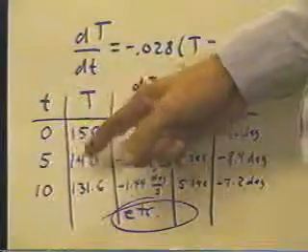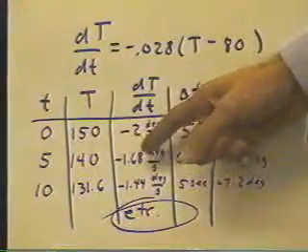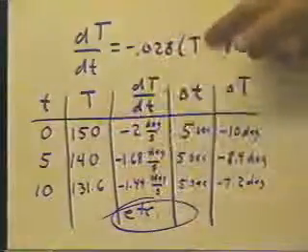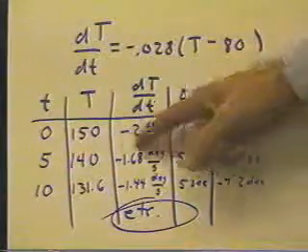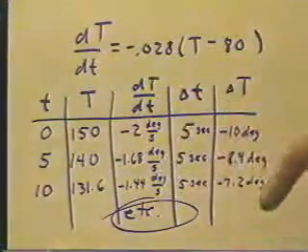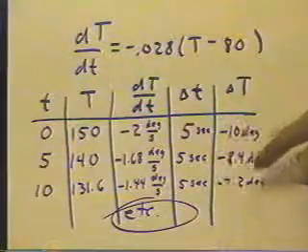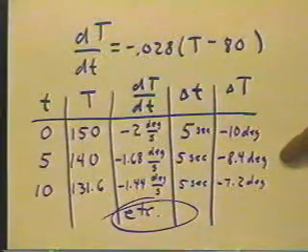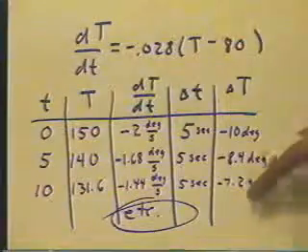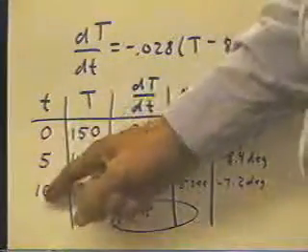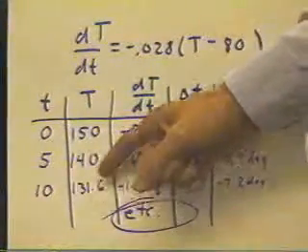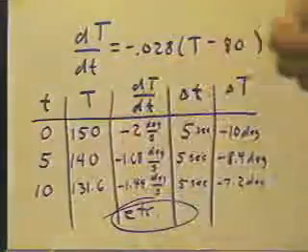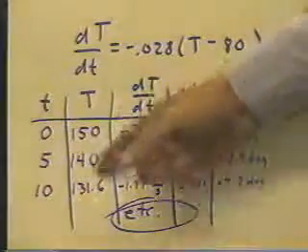But anyhow, at t equals 5, we assume the temperature now is 140. We plug 140 degrees back into this equation and we get -1.68 degrees per second. Over 5 seconds, that's going to give us a temperature change of -8.4 degrees, which 5 seconds later here at the t equals 10 mark gets us down to 131.6 Fahrenheit.